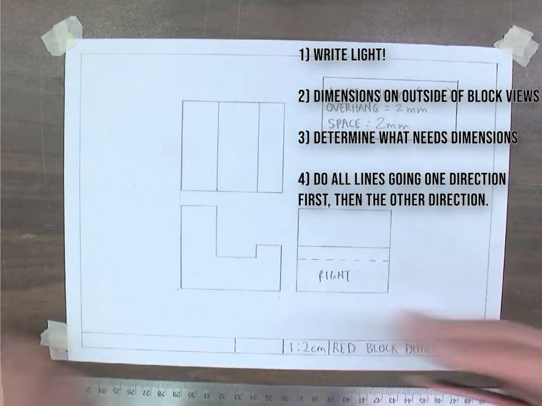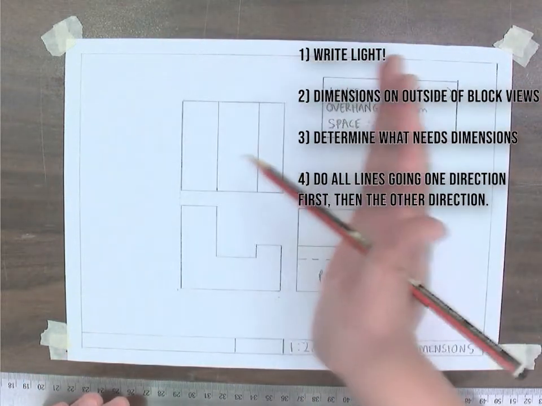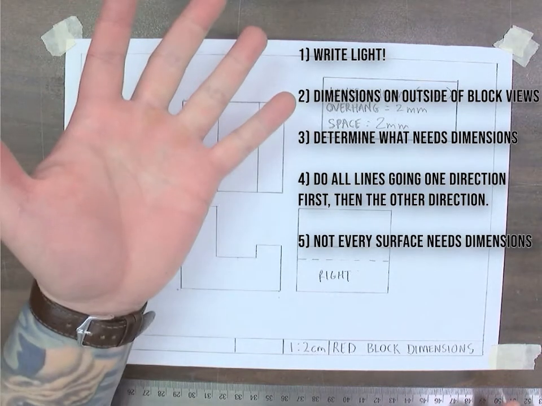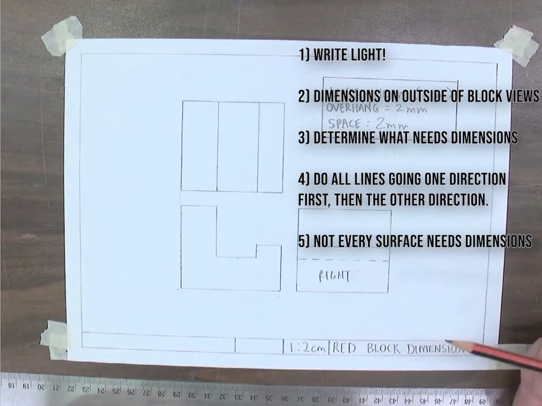It's just very hard. So what I suggest you guys do is draw all your horizontal lines first and then fill in all the vertical lines that you can do afterwards. All right. And then the fifth one, the last one that I'm talking about here, is you do not need to put a dimension for every single surface.